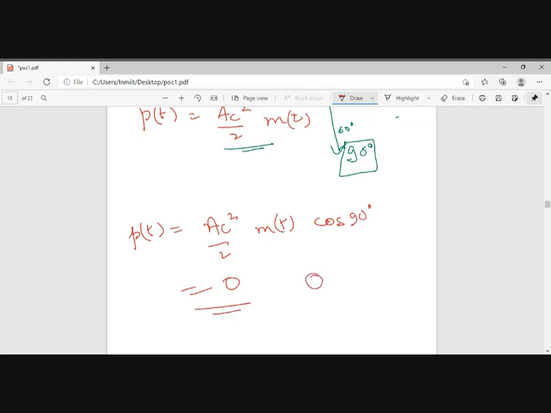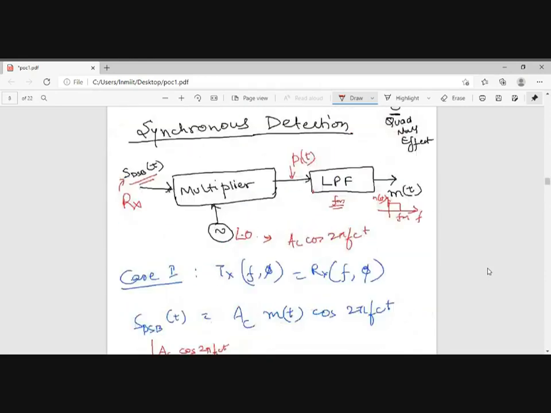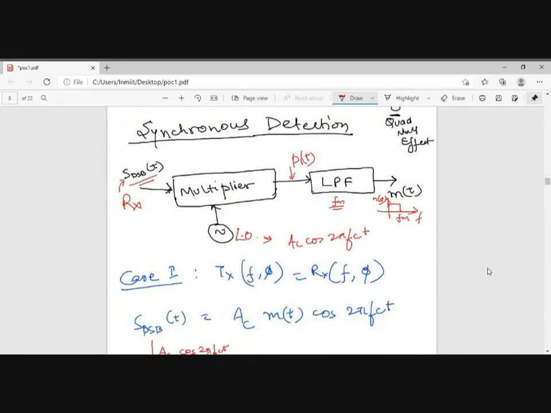This is known as QNE, that is, quadrature null effect. If this can be encountered, if this can be solved, then there is no problem with synchronous detection. This synchronous detection would have no problem whatsoever.